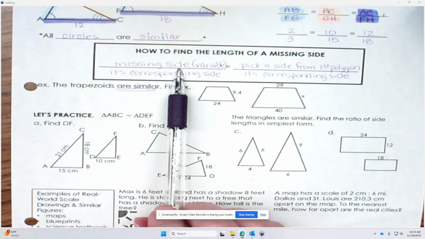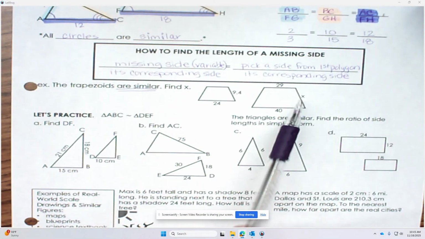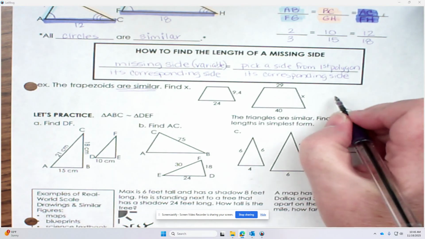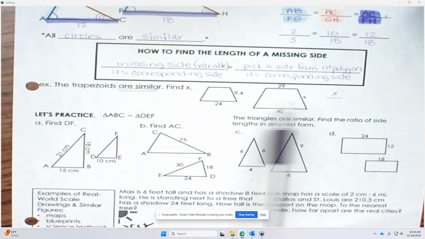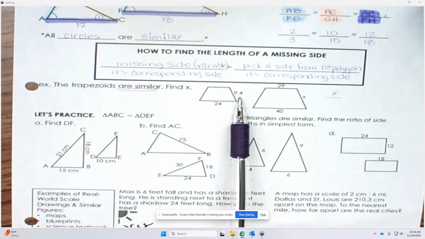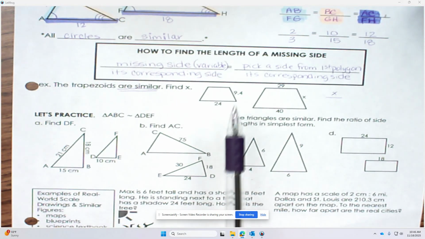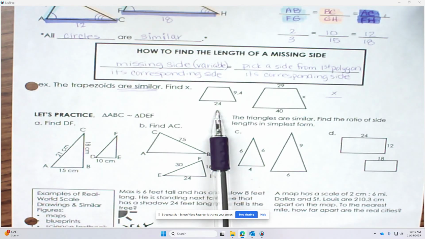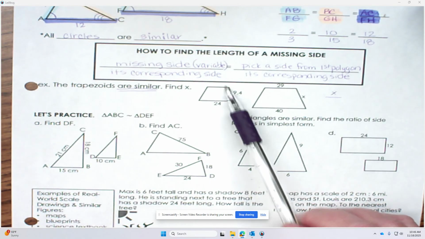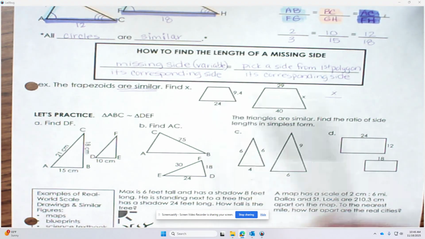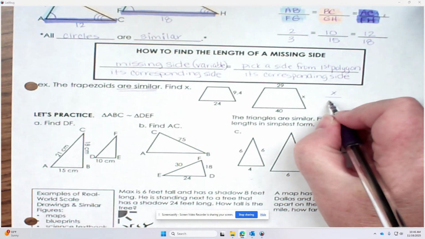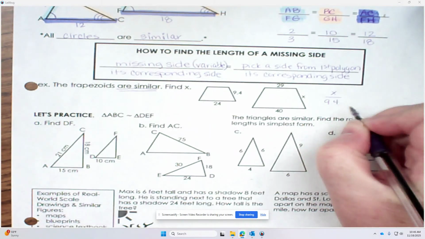So we're going to put our missing side, which is x, on top of its corresponding side. So I'm going to write x over, and then what is the corresponding side to x? If I look over at the other shape, is 9.4 in the same position, or is 24 in the same position? Well, let's look at it. 9.4 is this diagonal line, x is this diagonal line. These correspond to each other. So I'm going to put x over its corresponding side.